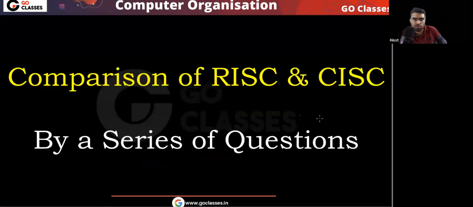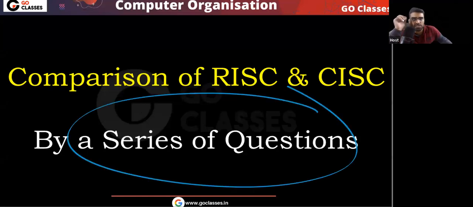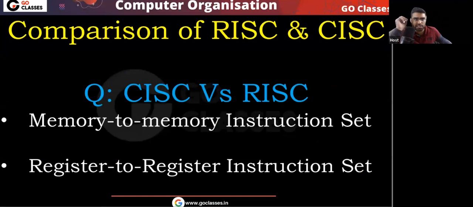Now, a sequence of questions I will ask you. The topic is over. You understood what is CISC, what is RISC, everything you understood. Just a series of questions I'm asking. Don't worry. Everything we have seen. Now you just tell me the answers quickly for every question.